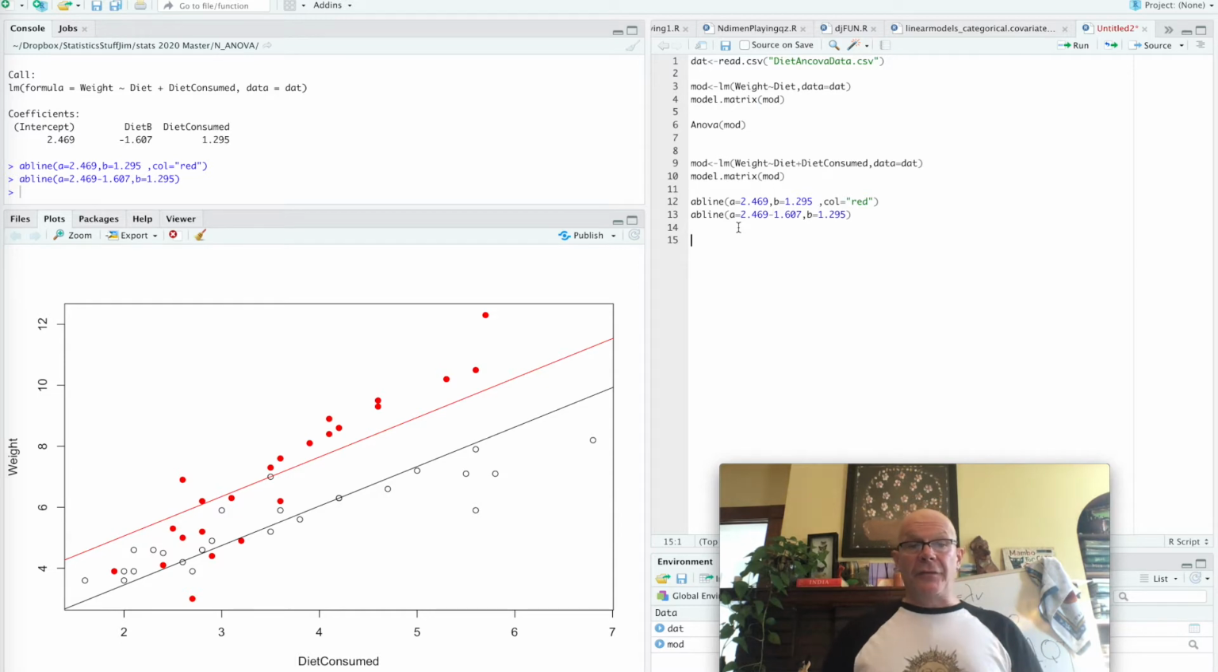Okay, and this is formally what people usually refer to as an ANCOVA. And the reason why it's called analysis of covariance with this type of design is because you basically want to control for the effect of diet consumed, and then you want to ask whether or not the diets are different from one another once you've taken away the effect of how much the individuals have consumed.